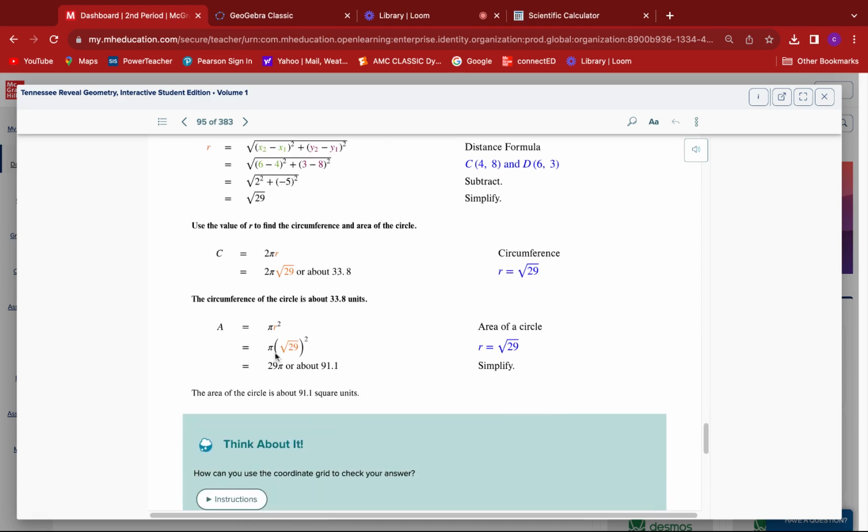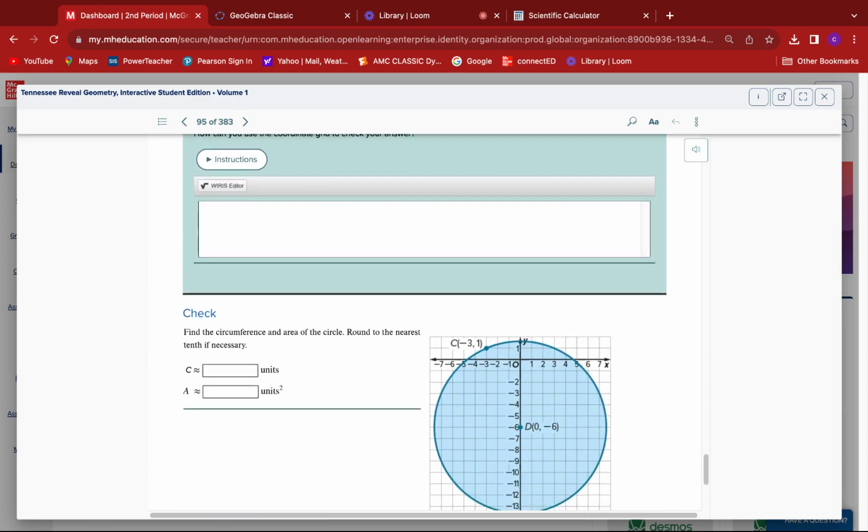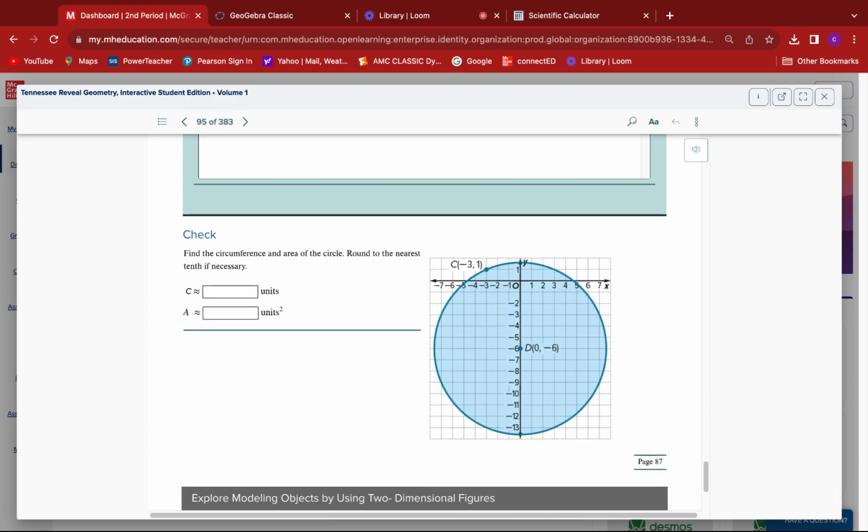So 29 pi, I like that because that's how the ACT is going to have it. They don't like decimals. But 29 times the pi button on your calculator, not 3.14. Please get out of that nasty habit. 29 times pi is about 91.1. All right, so we got a question coming up, a check. All right, so try it out yourselves, everybody. Take this circle on your notebook, draw yourself a segment from D, the center, to C, which is a point on the circle. This is going to be the hypotenuse of your right triangle.